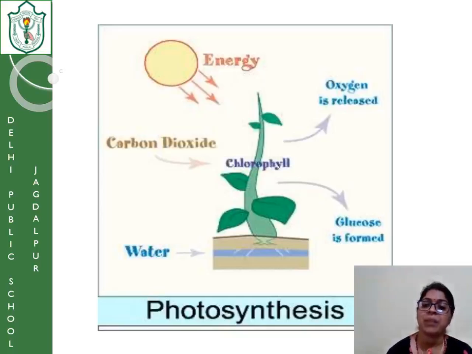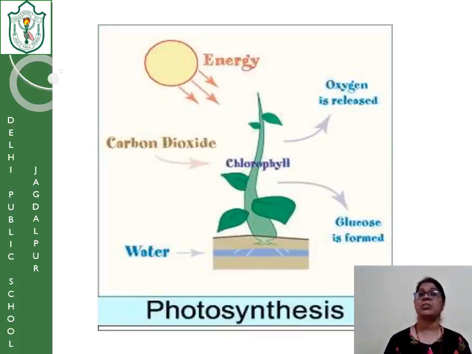Last year I told you that plants do both. Plants take oxygen also, plants take carbon dioxide also. Why? When the plants breathe, because plants also need oxygen to get energy, the respiration process takes place. In the daytime also, in the nighttime also, plants respire, taking in oxygen, releasing carbon dioxide. But in the daytime, it also does the process of photosynthesis.